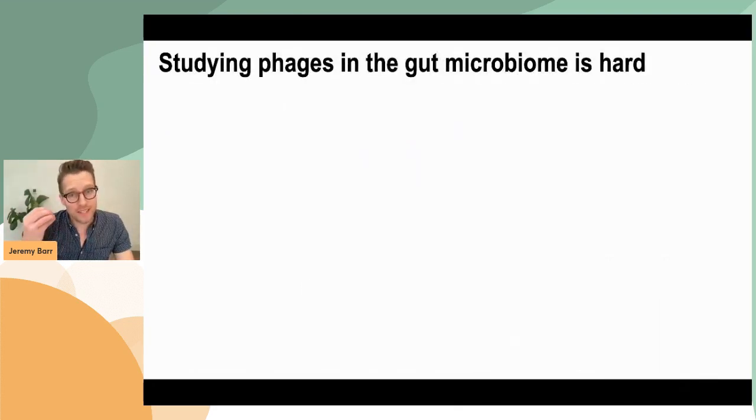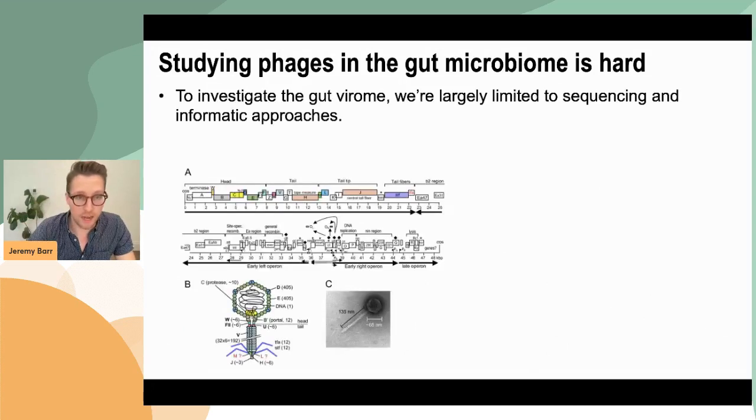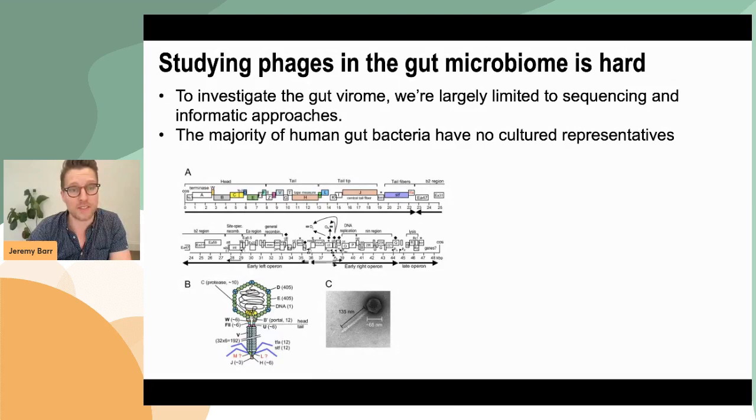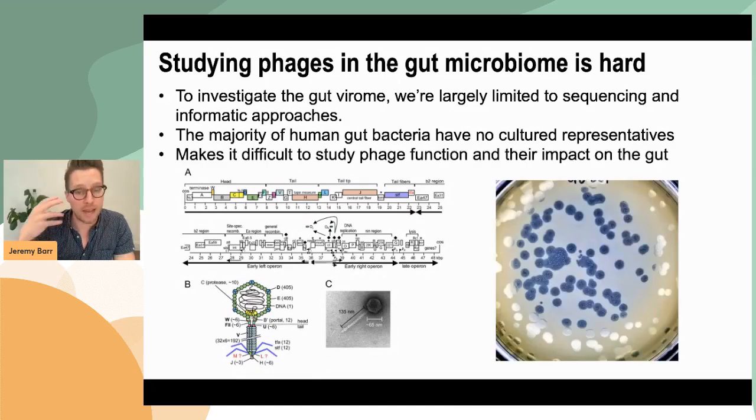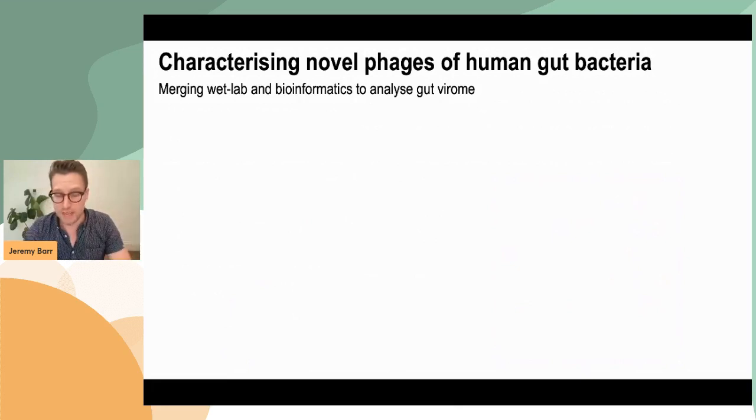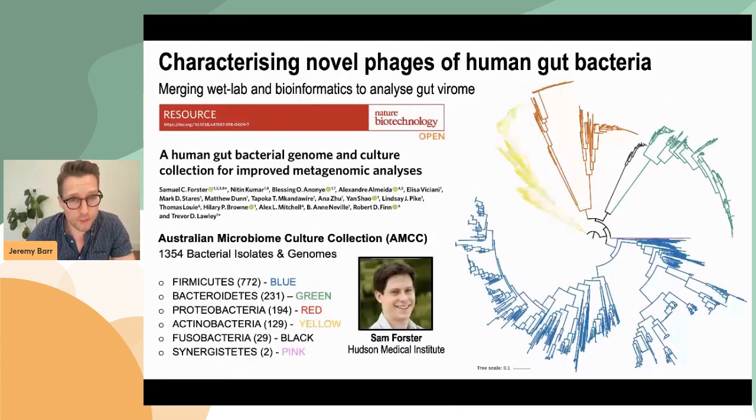But studying phages in the gut is actually really, really hard. One of the issues is that we're largely limited to sequencing and informatic approaches to characterize and understand these viruses. This is due to one of the limitations that the majority of human gut bacteria don't have any represented cultured isolates. And as such, it makes wet lab characterization, studying these phages in context with their bacterial host, really difficult. However, a lot of that changed over the last couple of years, and in particular, some work by Sam Foster, who's one of our collaborators on this project.